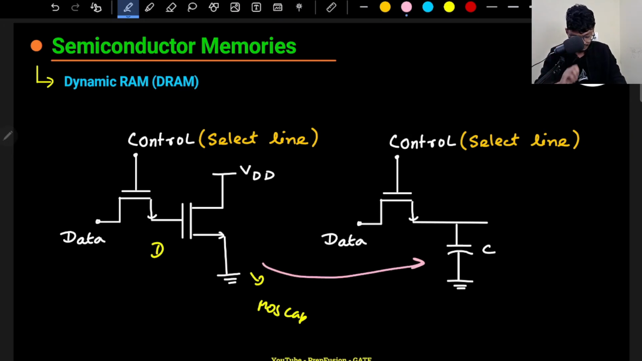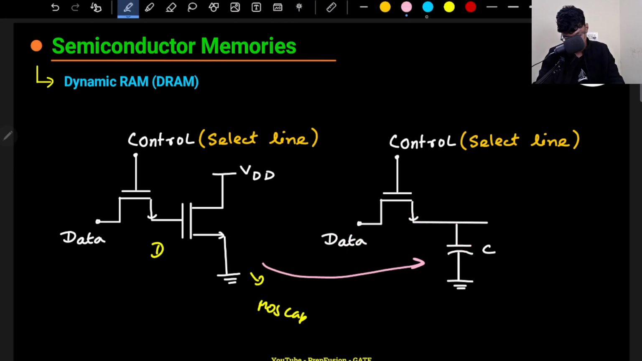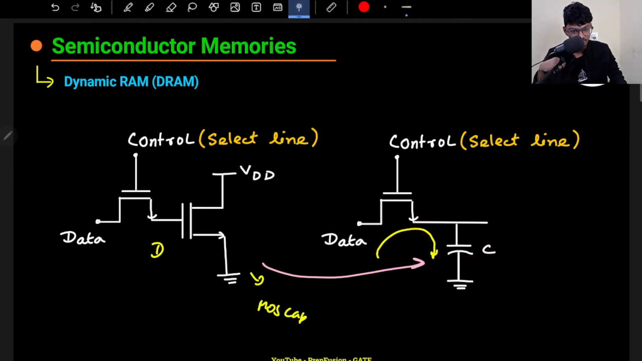Okay, so if this data is high, this will be pulled up to VDD. If this data is low, this will be pulled down to 0. That's the only thing, right? So that's how we simply do this pass transistor logic. If you know this basic thing, it charges the capacitor and it discharges the capacitor. If this data is high, it will pull it up to VDD. If this data is low, it will pull down to 0.